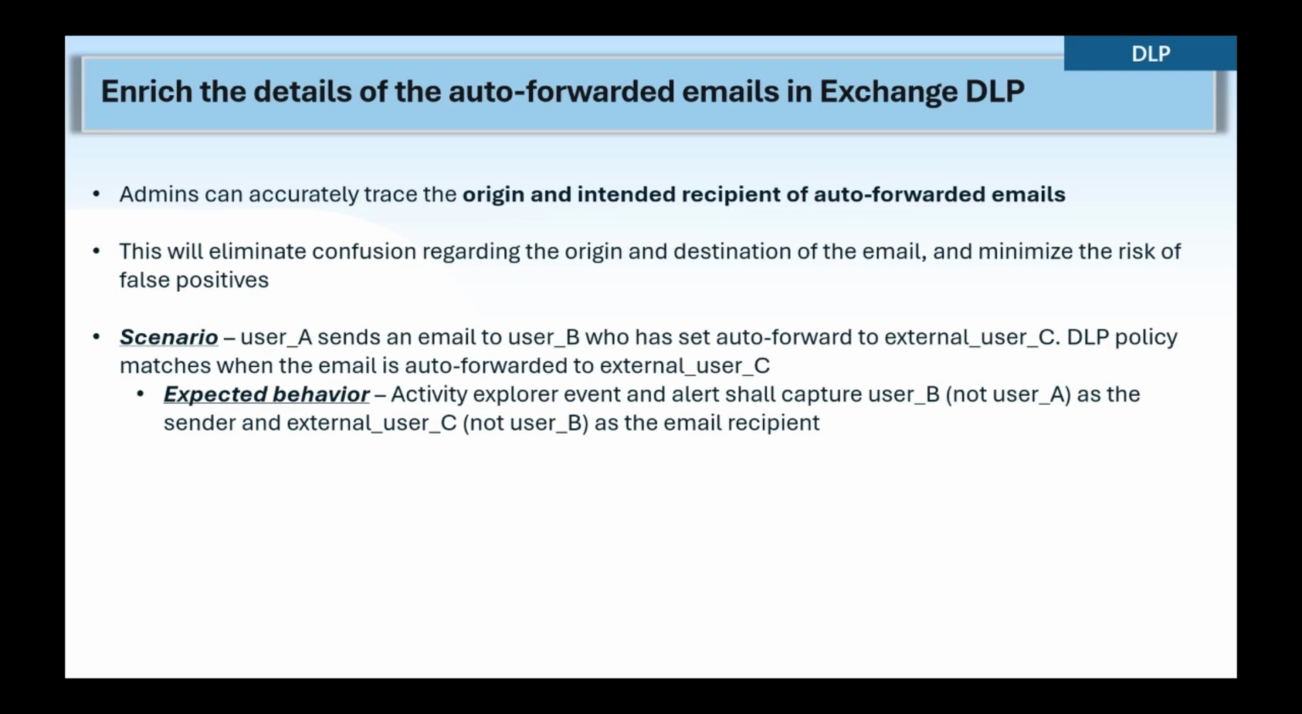So the expected behavior here would be for the event and the alert to show the email address of internal user B as the sender now, and the email address of the external user C as the recipient. So this is what this feature brings now. I hope the example was clear.